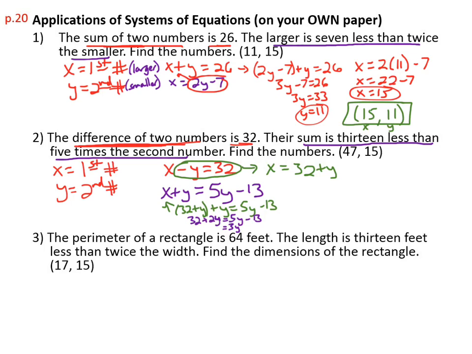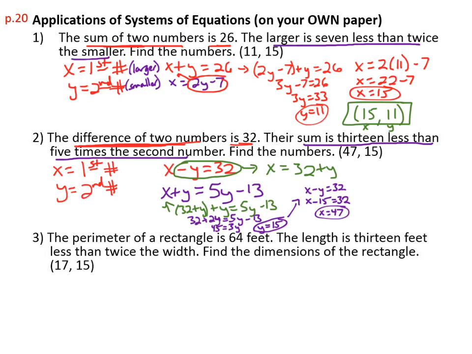I have 3y. And then adding the 13 to both sides, 13 and 32, that's going to give me 45. So if I have 45 is equal to 3y, dividing both sides by 3, that's going to tell me that y is 15. So I'm going to take that value and substitute it in. I'm going to go back to that first equation of x minus y equals 32. Their difference is 32. So x minus 15 is equal to 32. So when I add 15 to both sides, x is going to be equal to 47.